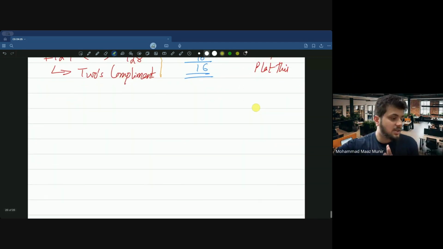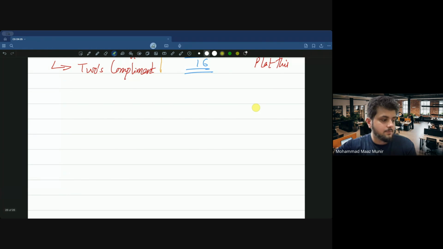Okay, is it clear till this very moment? Guys in the chat. Okay, good. So we discussed the 2's complement method, right? But there is one other method to it too, guys.